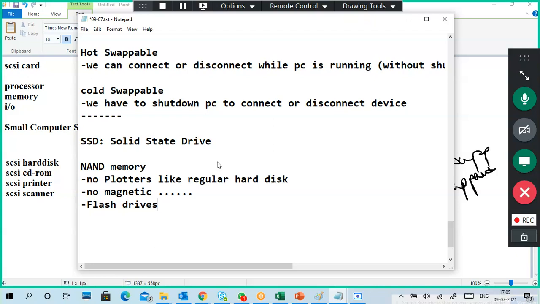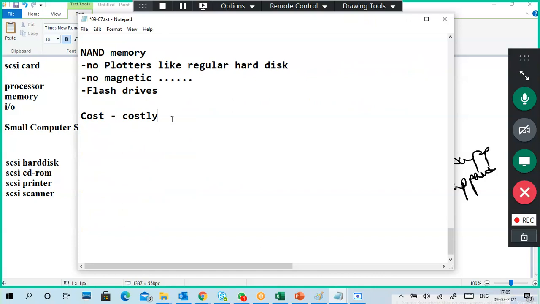Okay, so we are using SSDs, but cost wise it is costly, definitely costlier than a normal hard disk. It is costlier than a normal hard disk, and faster than a normal hard disk.